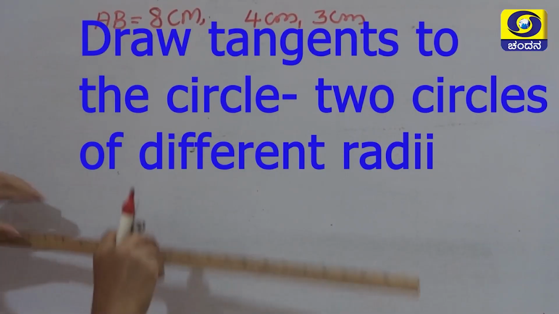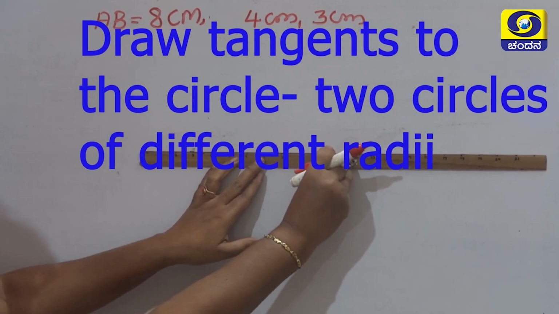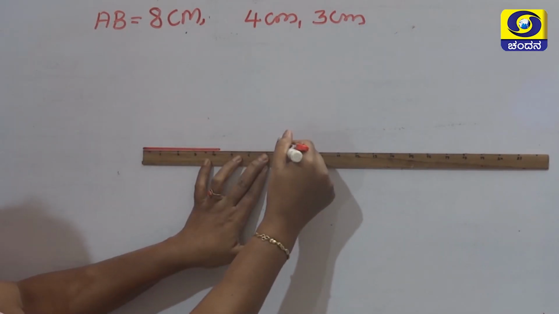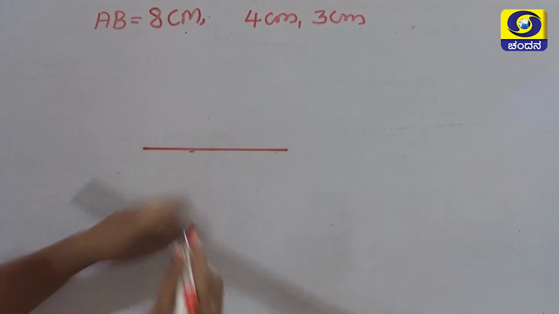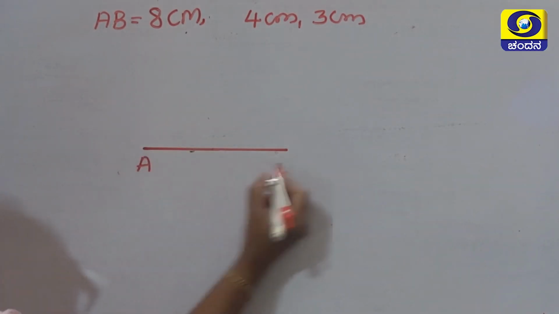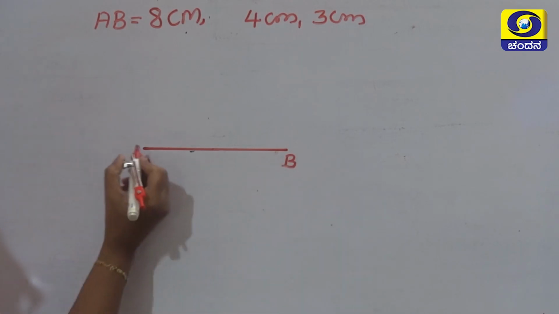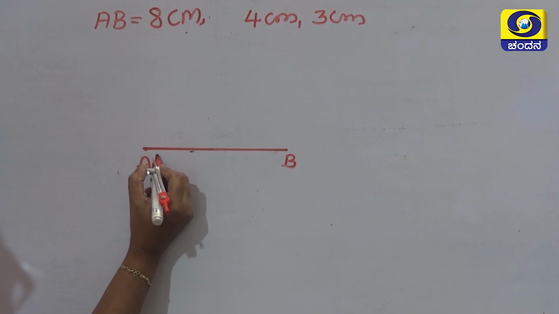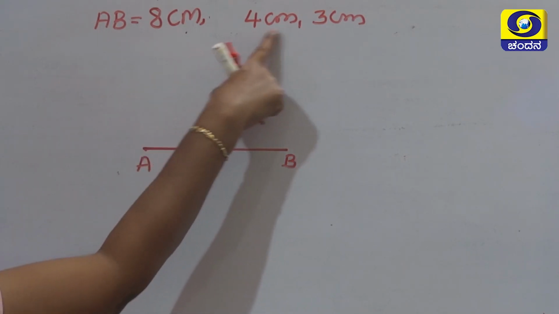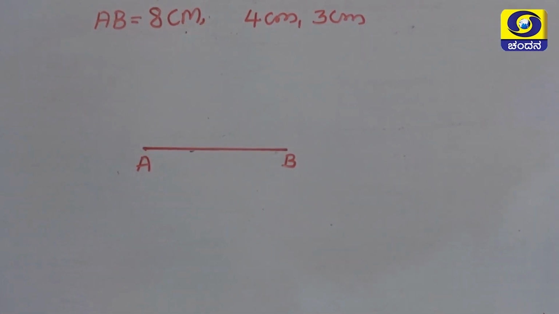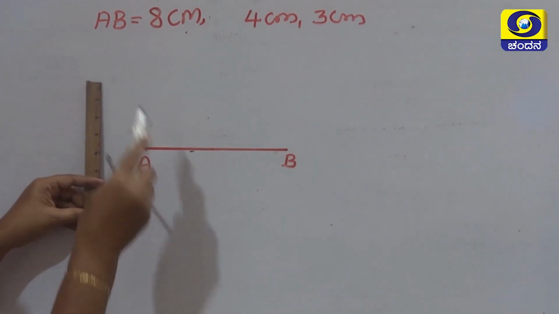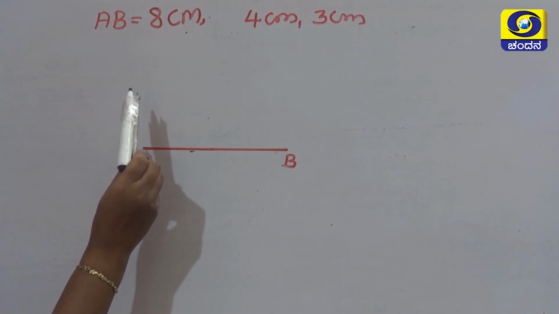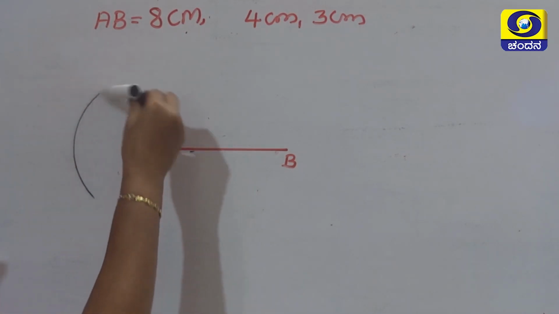To make this construction, first we have to draw a line segment of 8 cm. Let us name this as AB. Now, keeping the needle of the compass at point A, we have to draw a circle of radius 4 cm. Let me take the radius 4 cm and draw a circle at point A.